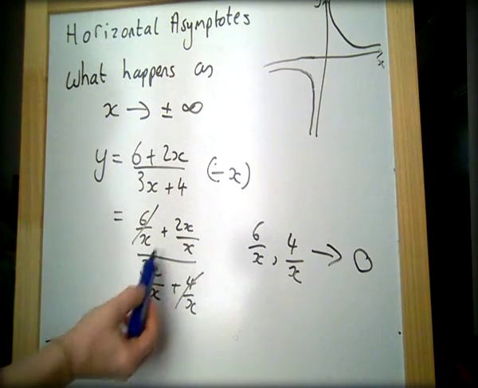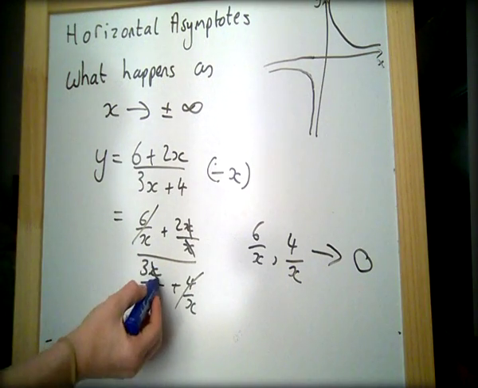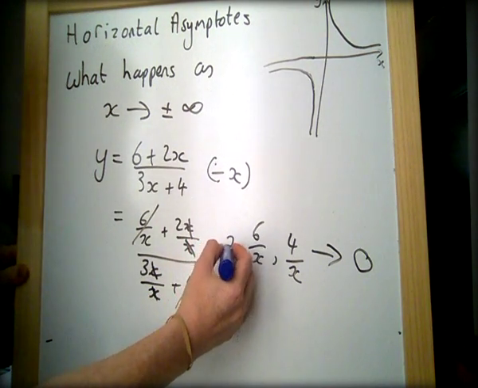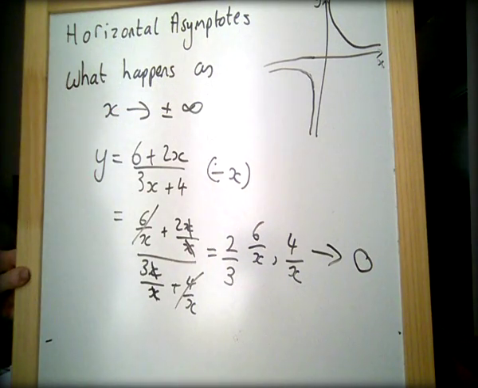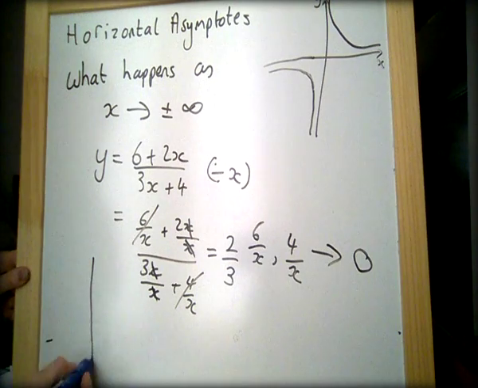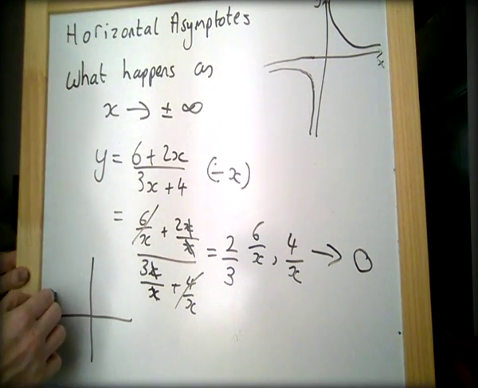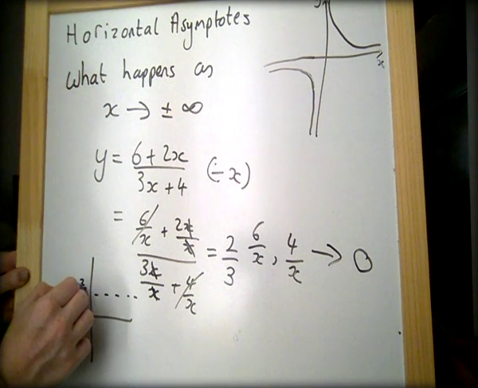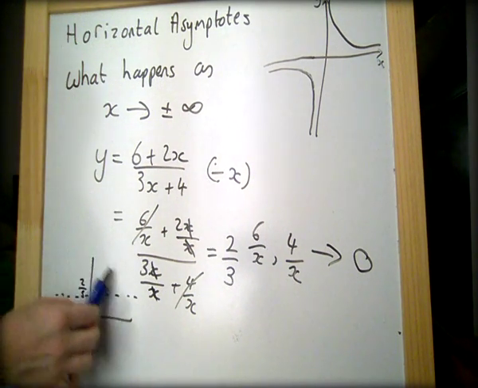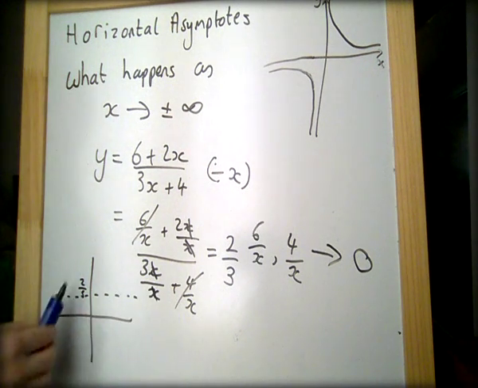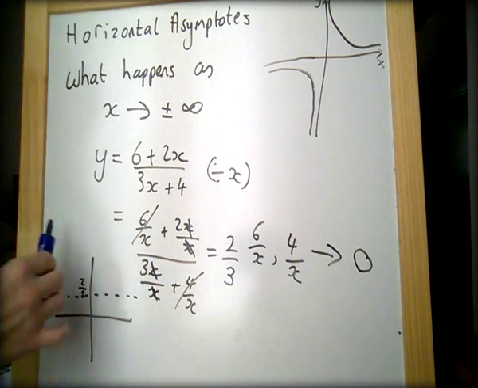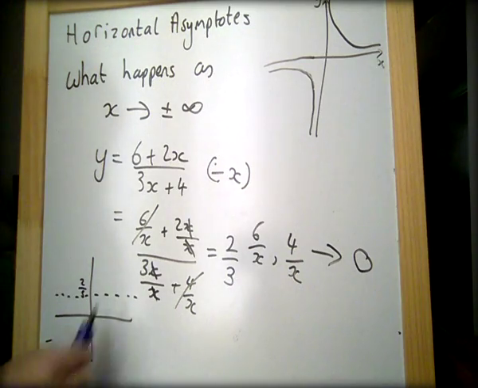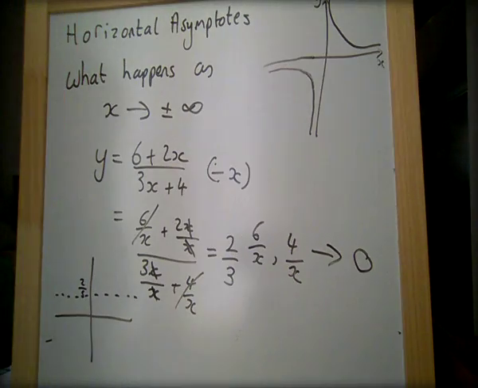Then, look at these terms I've got left. Well, my x's will cancel there, my x's will cancel there. So I am left with 2/3. So what we're saying, as x tends towards plus or minus infinity, y tends towards 2/3. So if we were to draw that, we would draw our asymptote at 2/3. And as my graph tended towards infinity or minus infinity, my graph would tend towards 2/3. We'll go into how we're going to draw the graph later on when we do sketching, but for now we're just looking at where the asymptote would be.